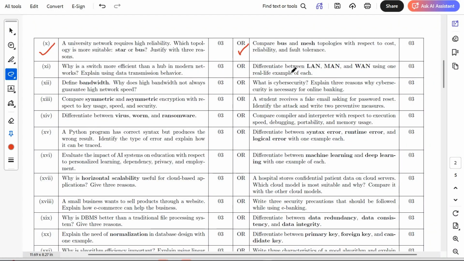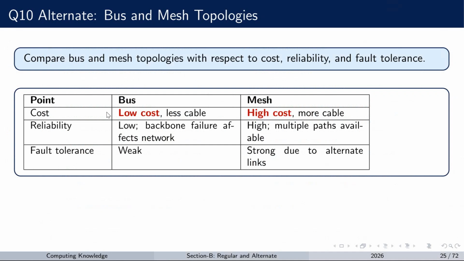Alternate part: compare bus and mesh topology with respect to cost, reliability, and fault tolerance. The points are cost, reliability, and fault tolerance. Cost. In case of bus, the cost is low, fewer cables are required. In case of mesh topology, cost-wise, high cost is required and more cables are required.